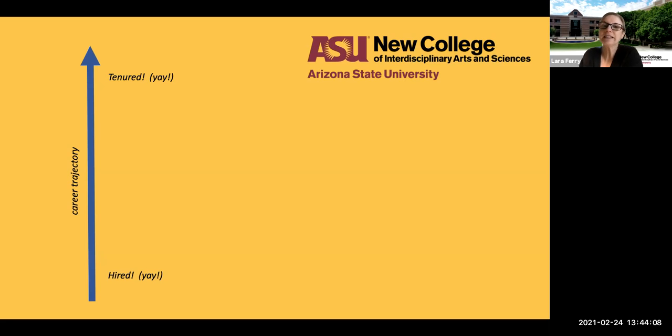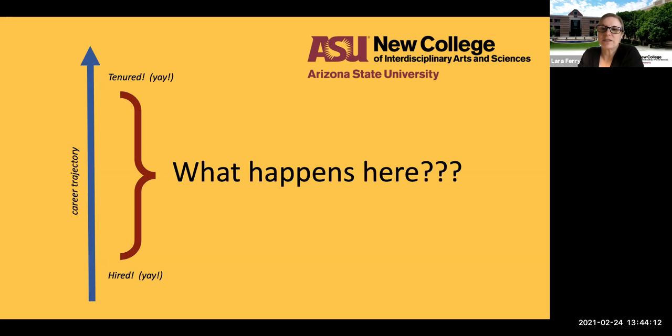So another yay. What I want to talk about today is what happens in between these 2 points here. How do you get from point A to point B in this arrow, and hopefully beyond. Hopefully you're not thinking about just getting to tenure, but how you're going to move through tenure and keep on an upward trajectory beyond that point.